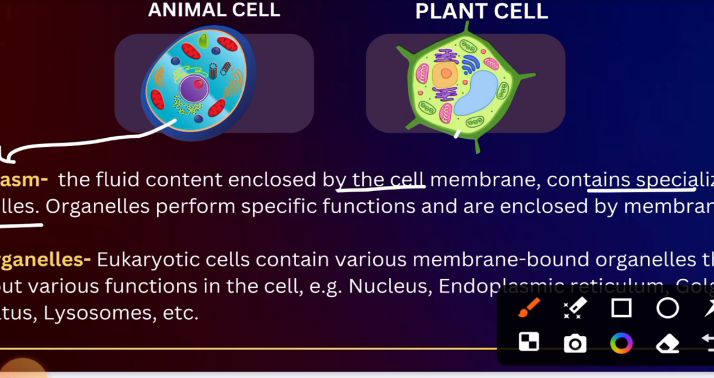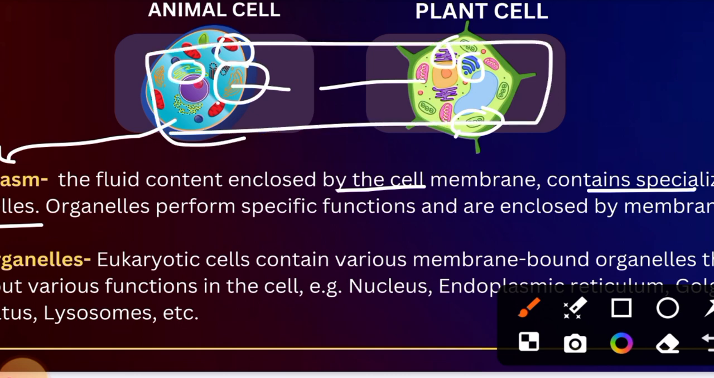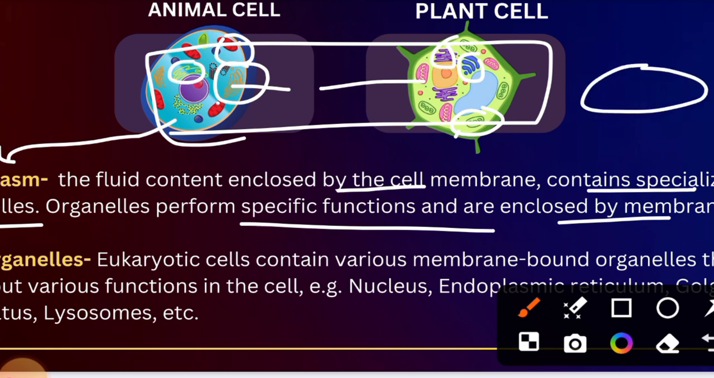So there are some organelles inside these cells, and they are like this: mitochondria, endoplasmic reticulum, Golgi bodies, plastids, ribosomes. Plastids are not present here, but these all are organelles, the small specialized parts which are present inside the cytoplasm. Organelles perform a specific function and are enclosed by a membrane. They have special functions inside them.